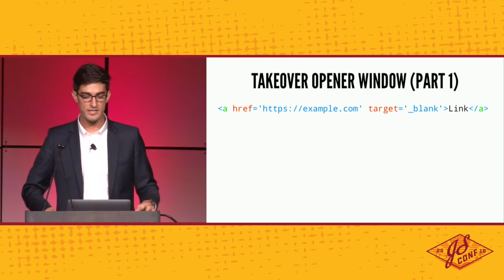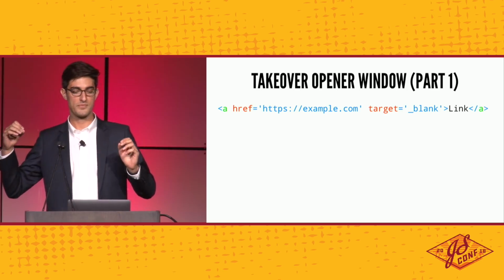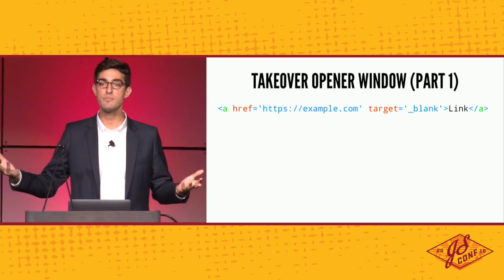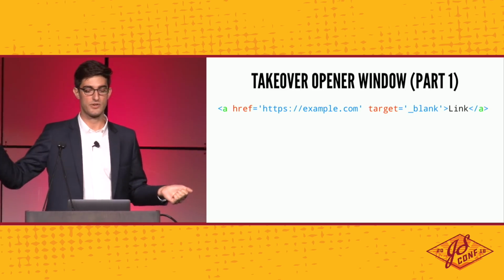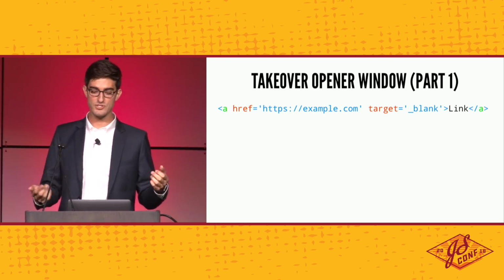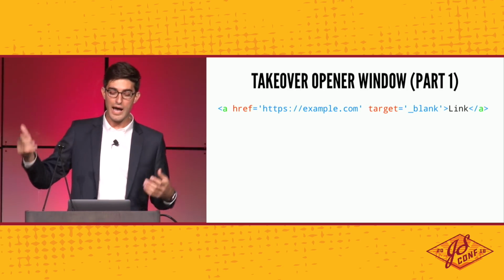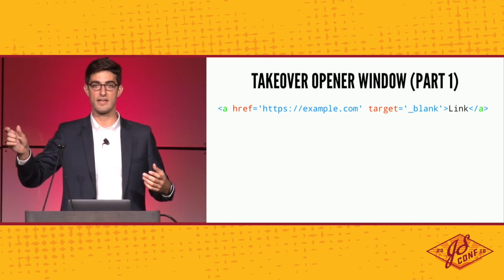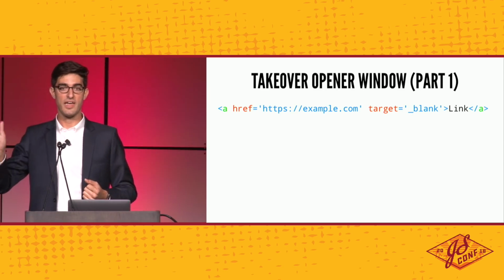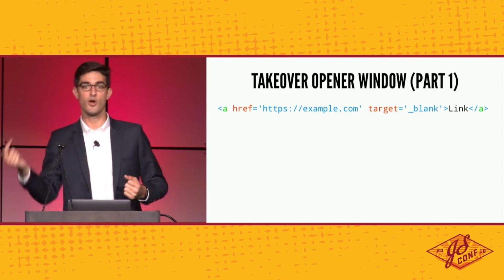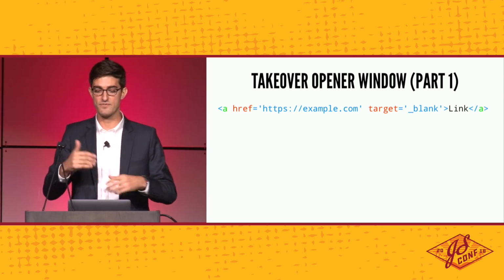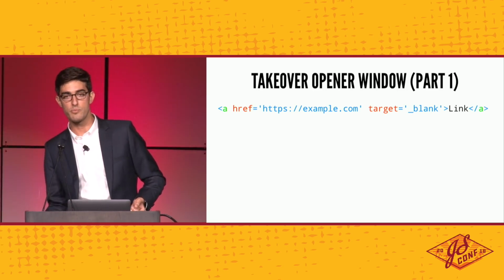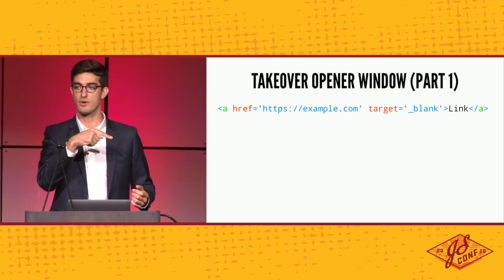Sites that include links that open in a new tab using target equals _blank will open links in a new window. However, that new window has a variable set called window.opener, which references the window that opened it. This only happens if your site has been opened in a new tab. You can check window.opener, and it will be a pointer to the window that opened you.